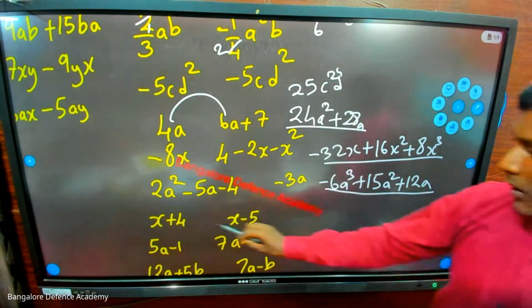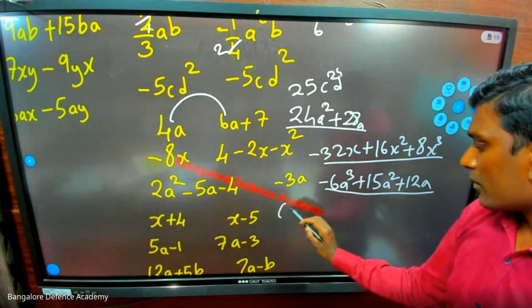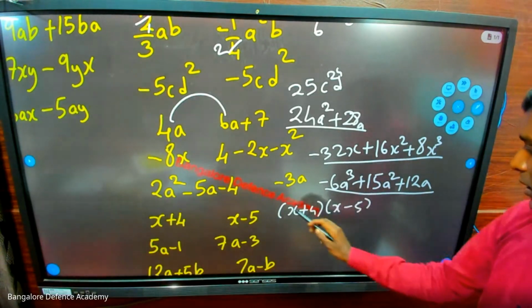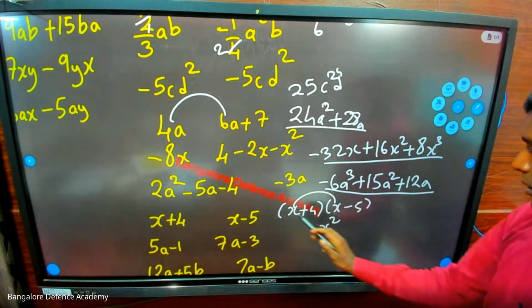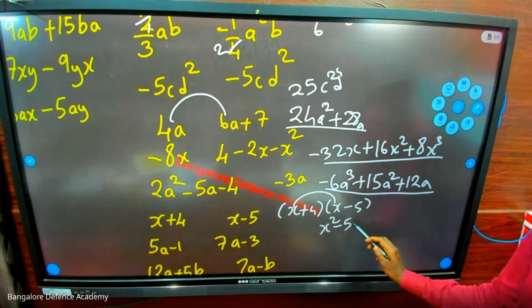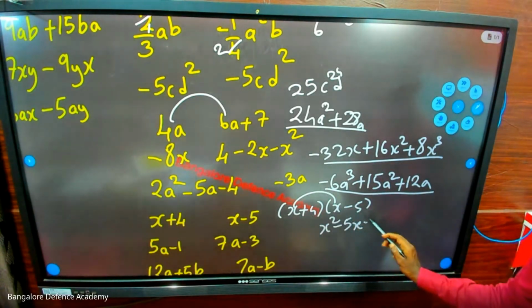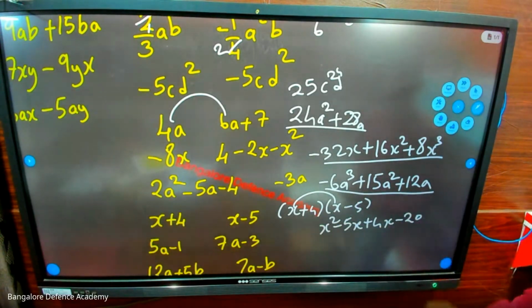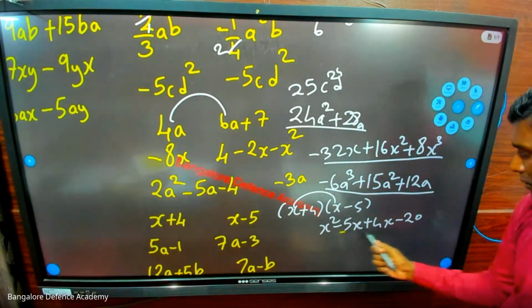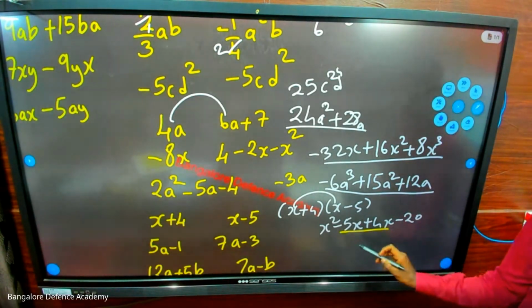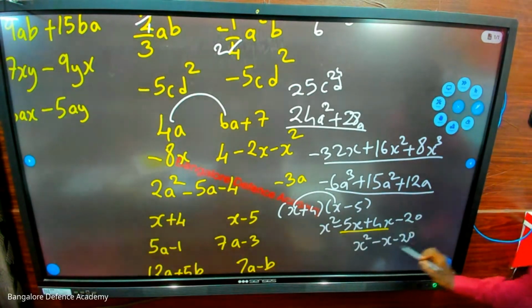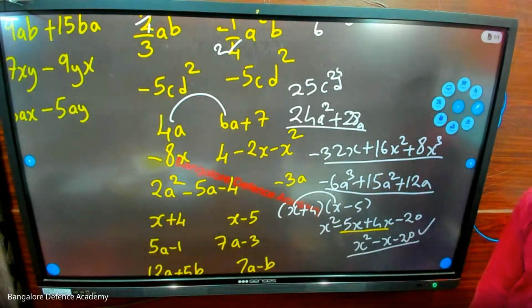Okay, next. X plus 4, x minus 5. So x plus 4 into x minus 5. X into x, x square. X into minus 5, minus 5x. 4 into this, plus 4x. Plus into minus, minus. Okay. Now look at this. You have to solve this. You get minus x. So final answer is x square minus x minus 20. This is the answer. Correct?